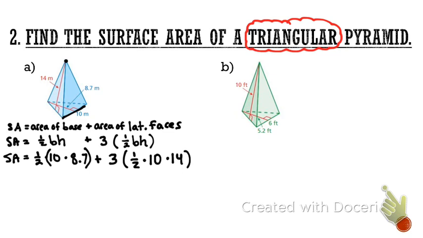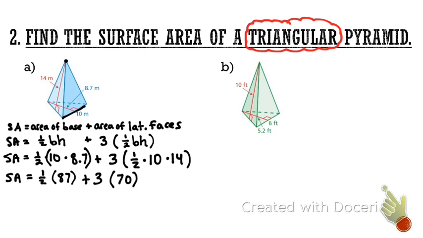Okay, so that's the hardest part, realizing your heights are going to be different between the base and the lateral surface area. Now let's go ahead and just plug these things in. I'm going to take half of 10 times 8.7. 10 times 8.7 is going to be 87 plus 3. And I once again want to take half times 10 times 14. So it's half of 140, which is going to be 70.